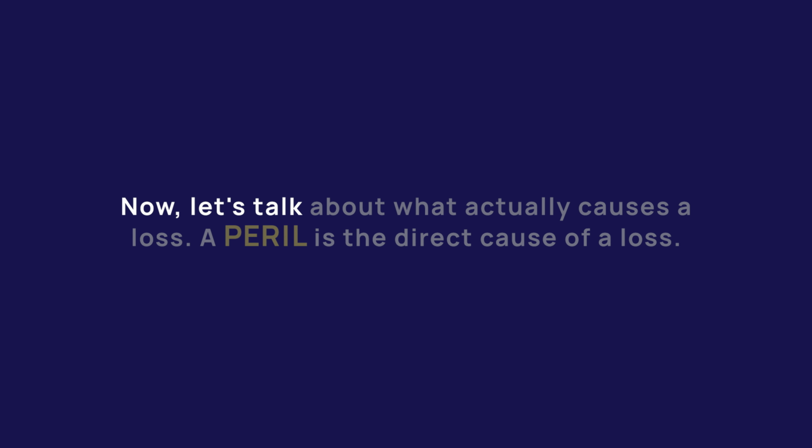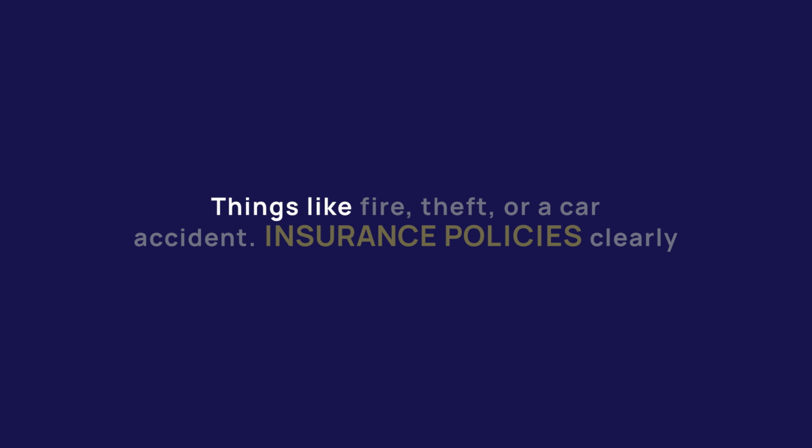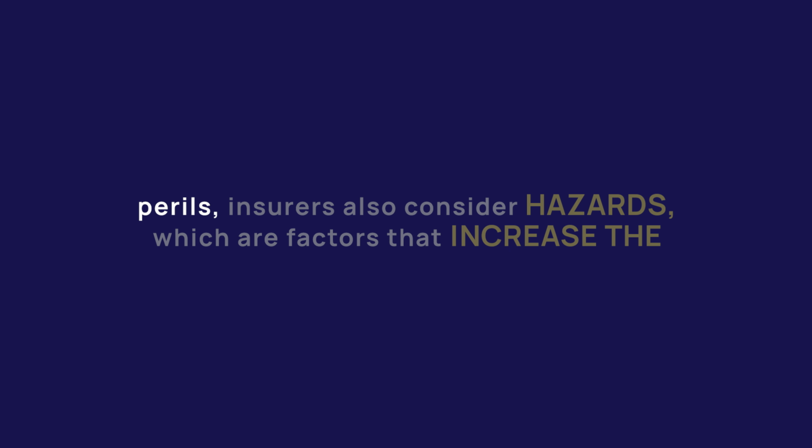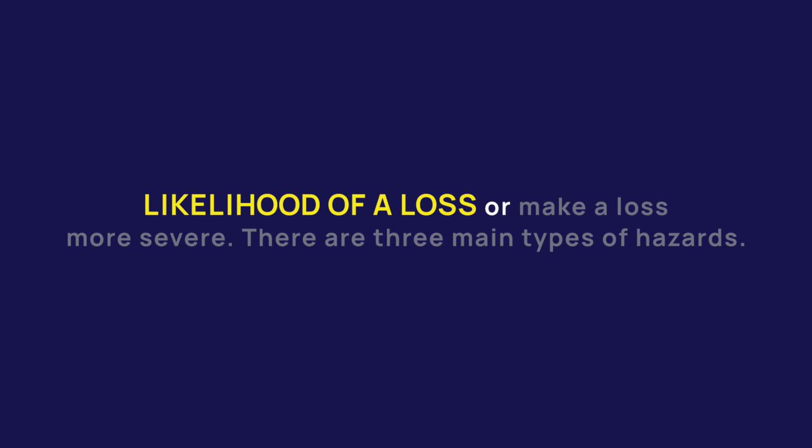Now, let's talk about what actually causes a loss. A peril is the direct cause of a loss, things like fire, theft, or a car accident. Insurance policies clearly define which perils they cover and which ones they don't. But beyond perils, insurers also consider hazards, which are factors that increase the likelihood of a loss or make a loss more severe. There are three main types of hazards.